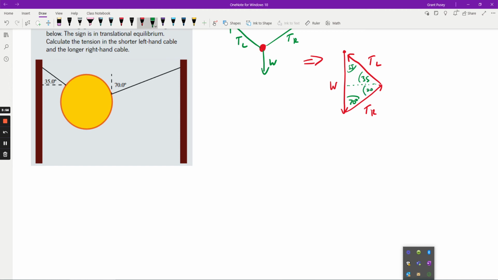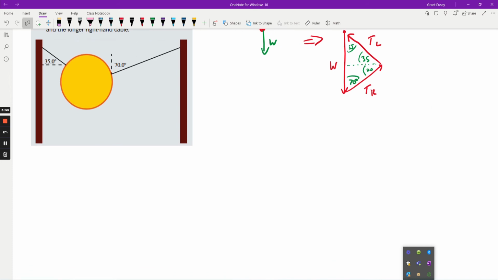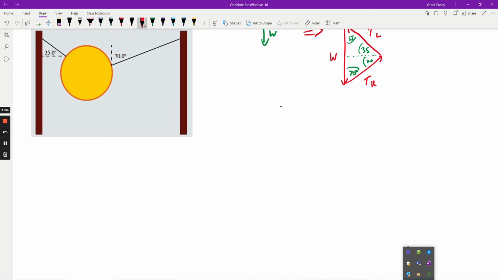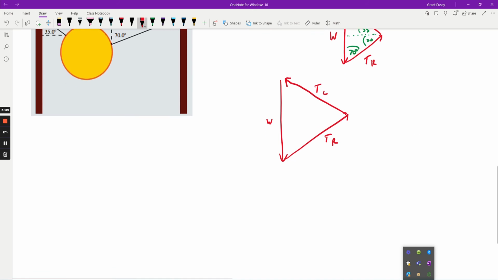Now I'm going to draw my diagram a little bit bigger, so what I end up with at the end would look a bit like a weight force, a force on the right, and a force on the left. And I know this angle here is 70 degrees, I know this angle here is 55 degrees, and I know this angle here is 55 degrees.